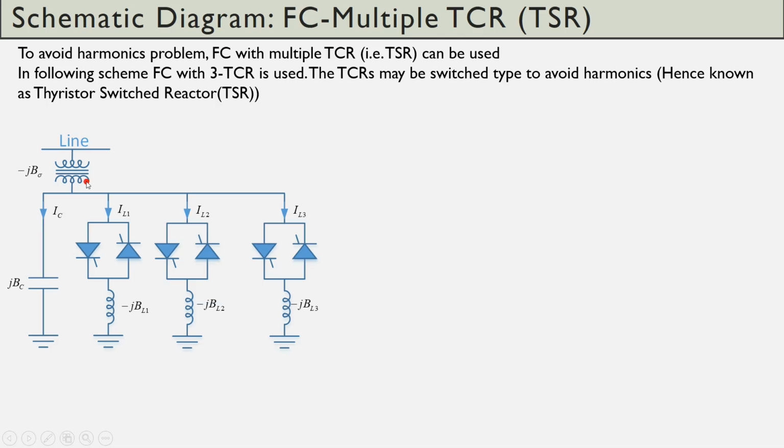In this diagram if you observe, transmission line, then step down transformer, one fixed capacitor and three TCRs are connected here. So the three TCRs have the susceptance BL1, BL2 and BL3. So let me mark this BL1, BL2 and BL3. Let us assume that all three TCRs are identical. This is TCR1, this is TCR2 and this is TCR3. All three TCRs are identical in nature.